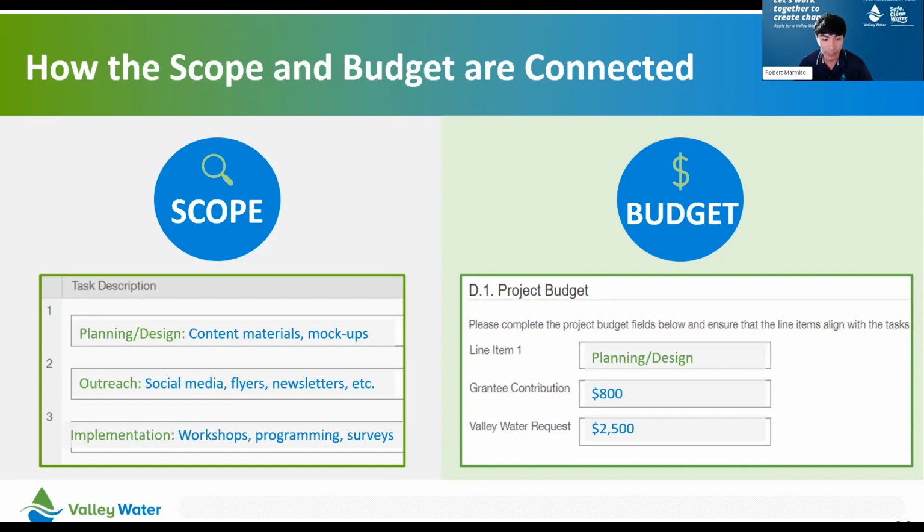So the grantee contribution, which is mentioned earlier, is a combination of both the in-kind and monetary funding sources, is $800. That's specific just for this task. And then the Valley Water request, or the water grant amount that will be used to cover this task, is $2,500. And so this is just kind of like a general sense of how you could organize your scope and budget and how they are connected.